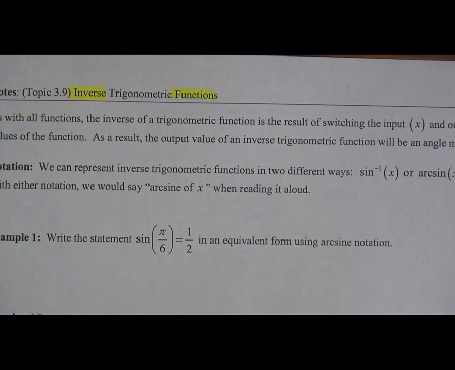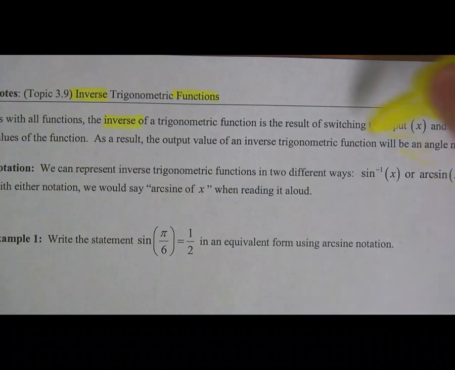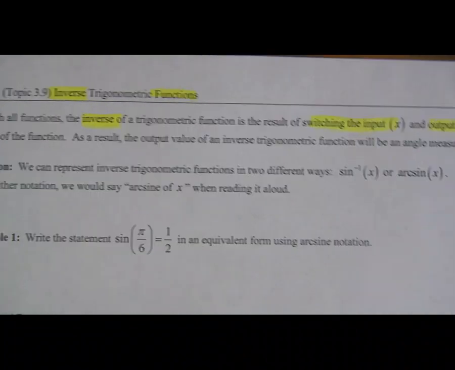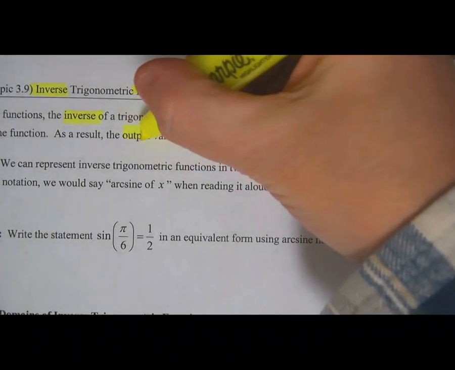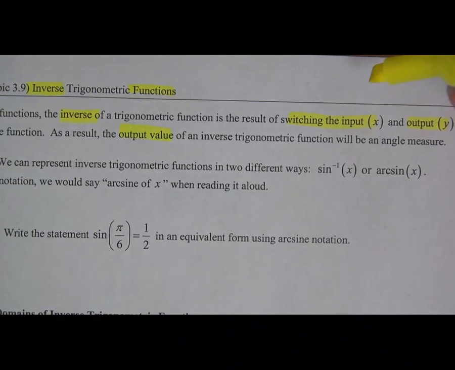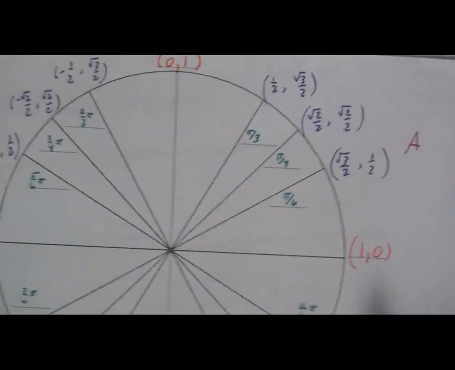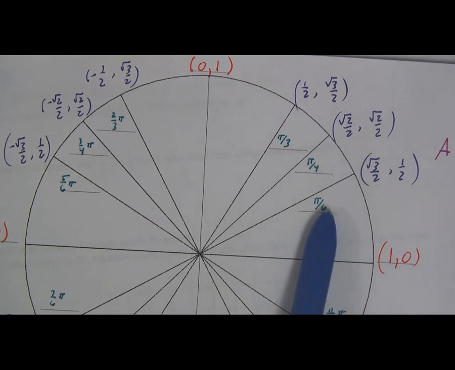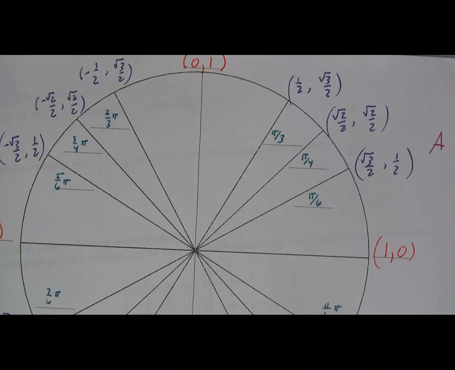As we move through here, I just want to say that the inverse of a trig function is the result of switching x and y. That's how we've always tackled the concept of inverses, even since Algebra 2. Switch your x and your y, your input and your output. As a result, the output value, in other words, your answer to an inverse trig function problem, is going to be an angle measure, like on your unit circle here. Your answers to inverse trig problems are going to be these radian measures here. Get that out of the way.